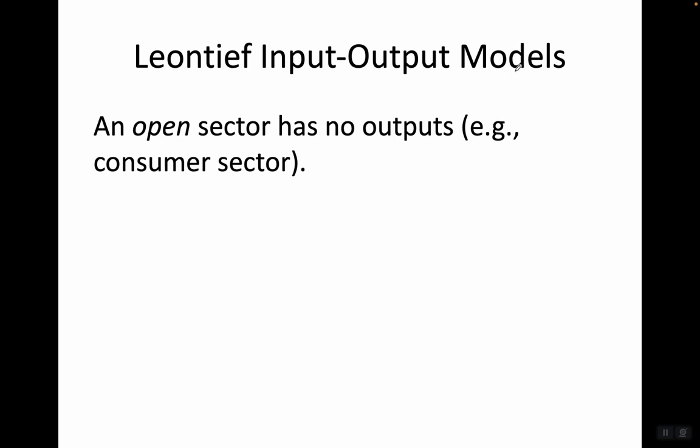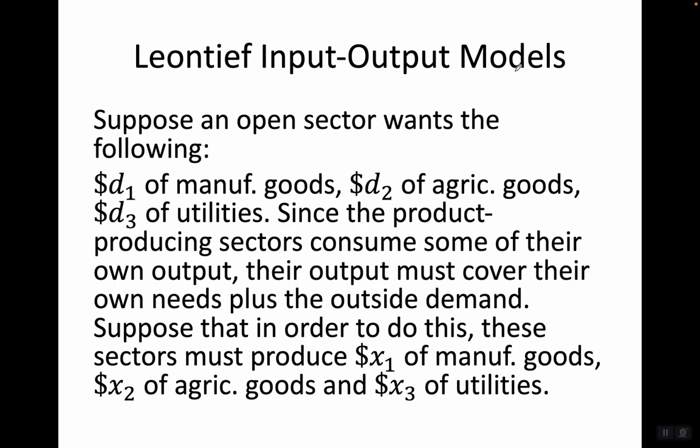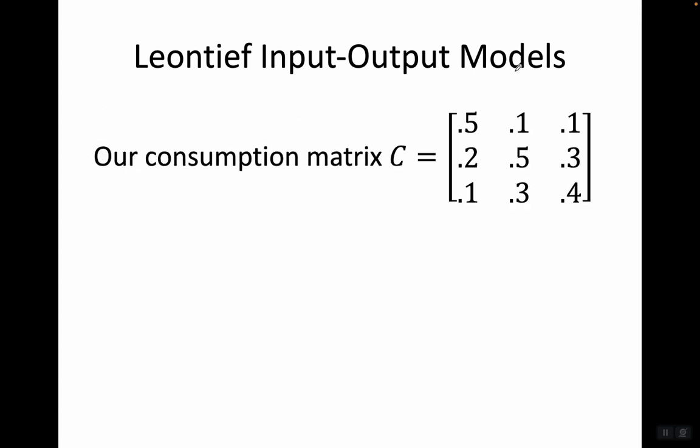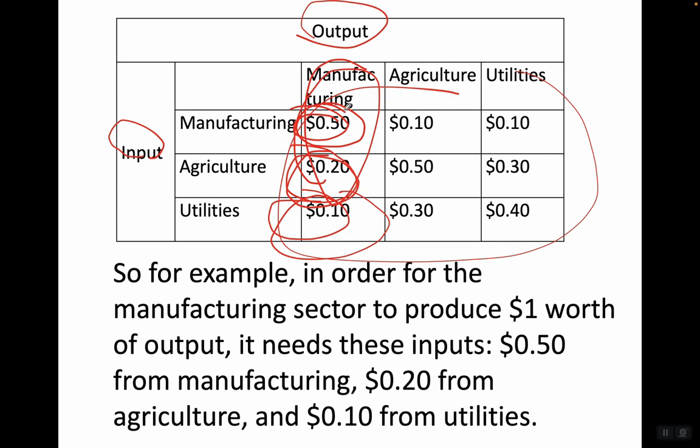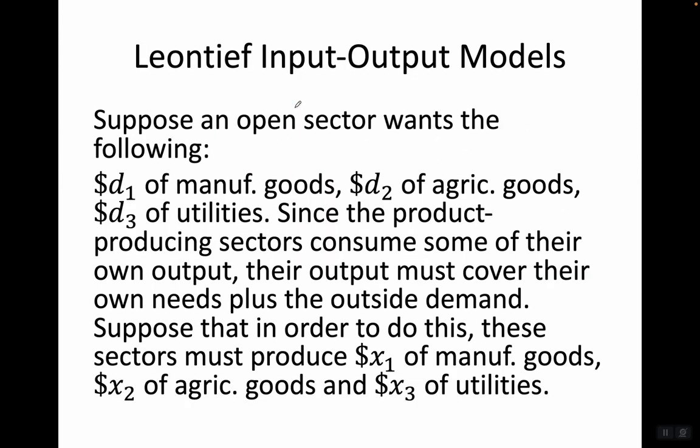An open sector has no outputs, the consumer sector, for example. Suppose an open sector, like the consumer sector, wants the following: D1 of manufactured goods, D2 of agricultural goods, D3 of utilities. Since the product-producing sectors consume some of their own output, we saw that a moment ago, because in producing manufactured goods, the manufacturing sector uses stuff from manufacturing, their output must cover their own needs plus the outside demand. Suppose that in order to do this, these sectors must produce X1 of manufactured goods, X2 of agricultural goods, and X3 of utilities.